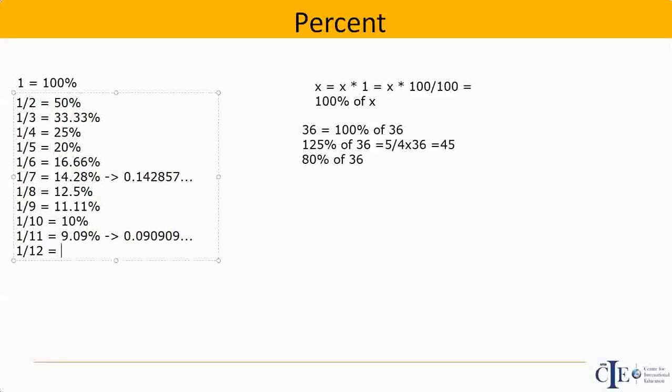So 1 by 12, okay. 1 by 12 would be half of 1 by 6. You can say 1 by 12 is half of 1 by 6. 1 by 6 is 16.66. So half of that would give 8.33%. So these are some standard percentage values that we will use for a lot of our calculations. Yes, Nilesh, that's 8.33%. This is the standard fractional value, which is 1 by 2, 1 by 3, 1 by 4, and all that, and the corresponding percentage equivalent of that.